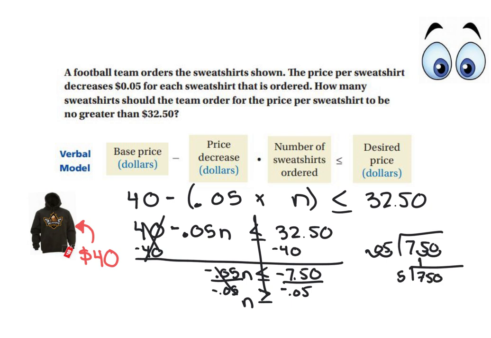5 goes into 7 once. 5 goes into 25 5 times. When you take away, you have 0. 5 goes into 0 0 times. So you get 150. So we would say n has to be greater than or equal to 150. And in this case, it would be sweatshirts.